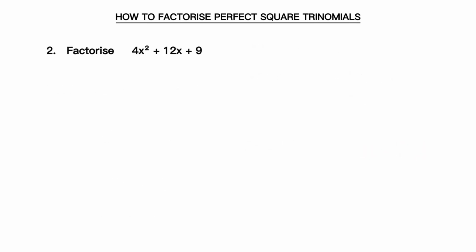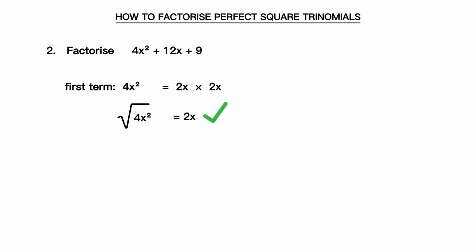Example 2. 4x squared plus 12x plus 9. Step 1. First term is 4x squared. Square root of 4x squared is 2x. Square root of 4 is 2. Square root of x squared is x.